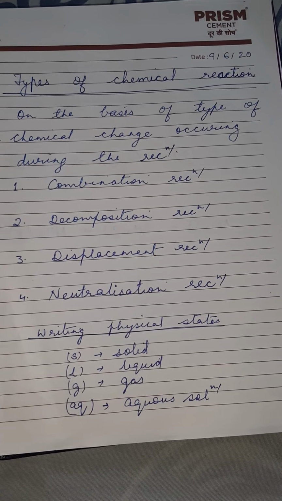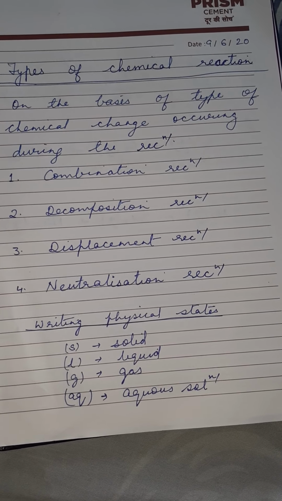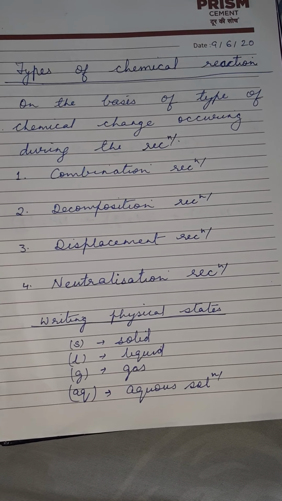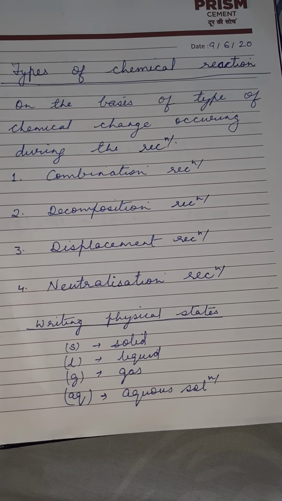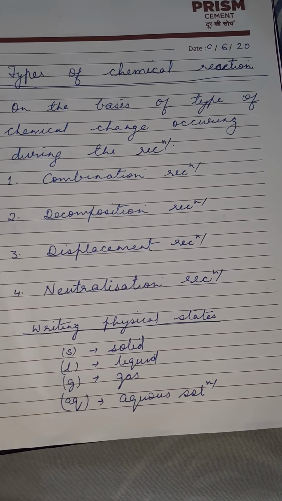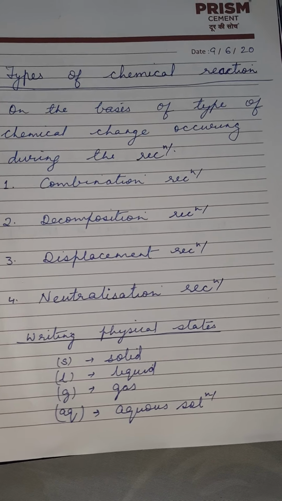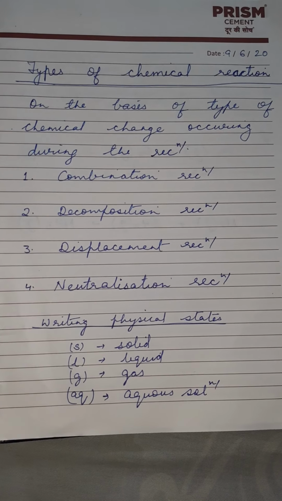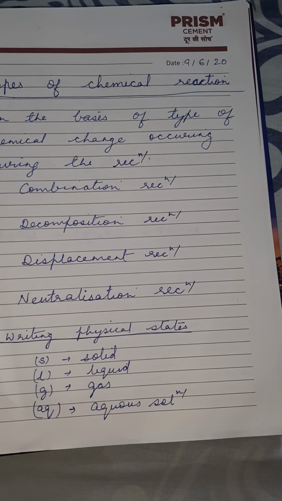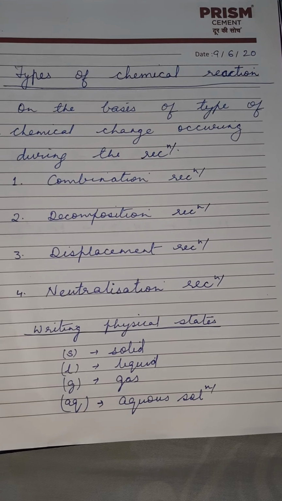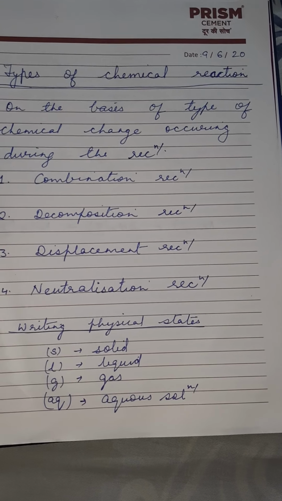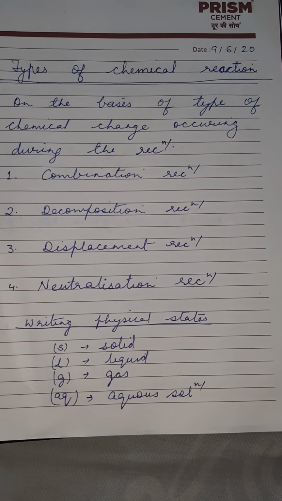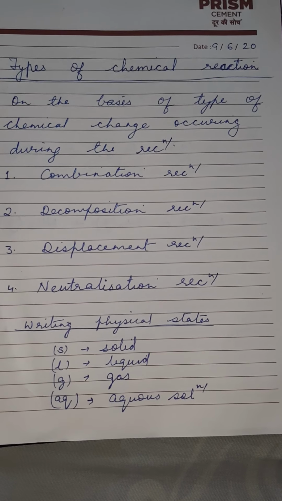Good morning, class. Last day you have studied about balancing chemical equations. Now I am going to explain types of chemical reactions. Now you are well known with the reactions and the equation, how it is written. Now, on the basis of type of chemical change, what occurs? You have studied chemical change. So on the basis of type of chemical change occurring during the reaction, chemical reactions are divided into many classes.